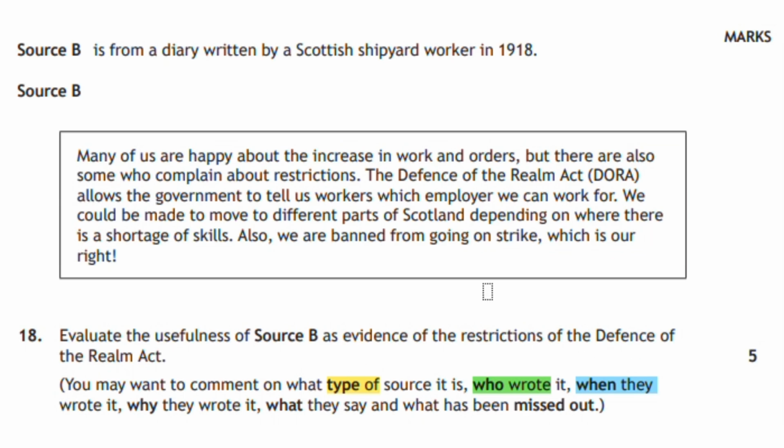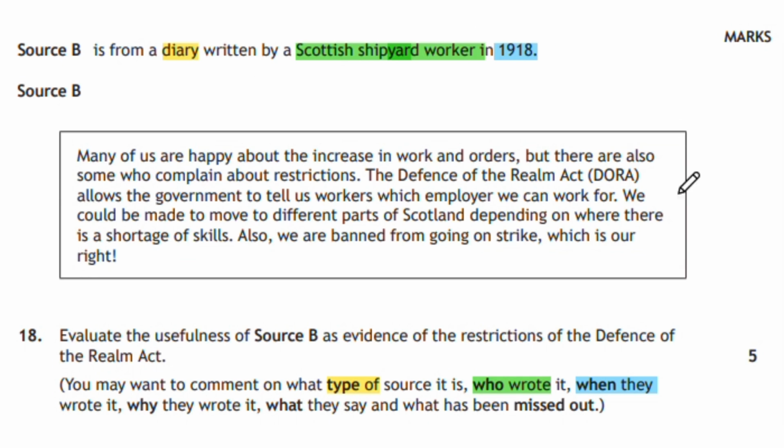But the reason I've highlighted these first three things is because very quickly, if we look at this first line up at the top, it says source B is a diary written by a Scottish shipyard worker in 1918. So we've got our type right there, and we've got who wrote it, Scottish shipyard worker, and we've also got when. And 3 of our 5 marks can be made just with these 3 things from the heading, so long as we make a comment on why that might make source B useful as evidence of the restrictions of the Defence of the Realm Act.